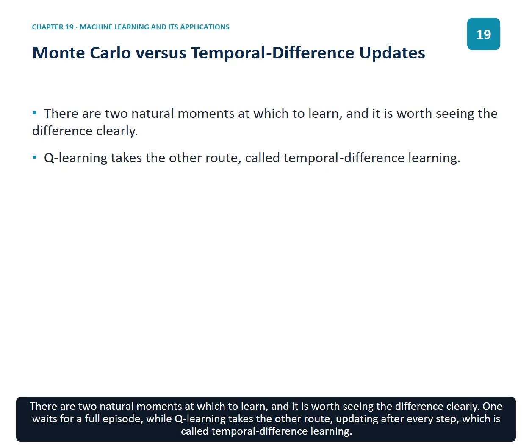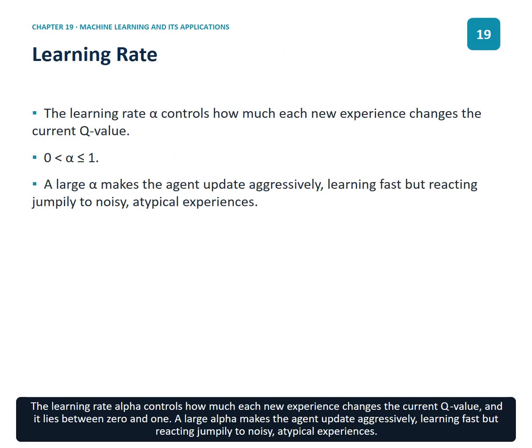One waits for a full episode, while Q learning takes the other route, updating after every step, which is called temporal difference learning. The learning rate alpha controls how much each new experience changes the current Q value, and it lies between 0 and 1. A large alpha makes the agent update aggressively, learning fast but reacting jumpily to noisy, atypical experiences.